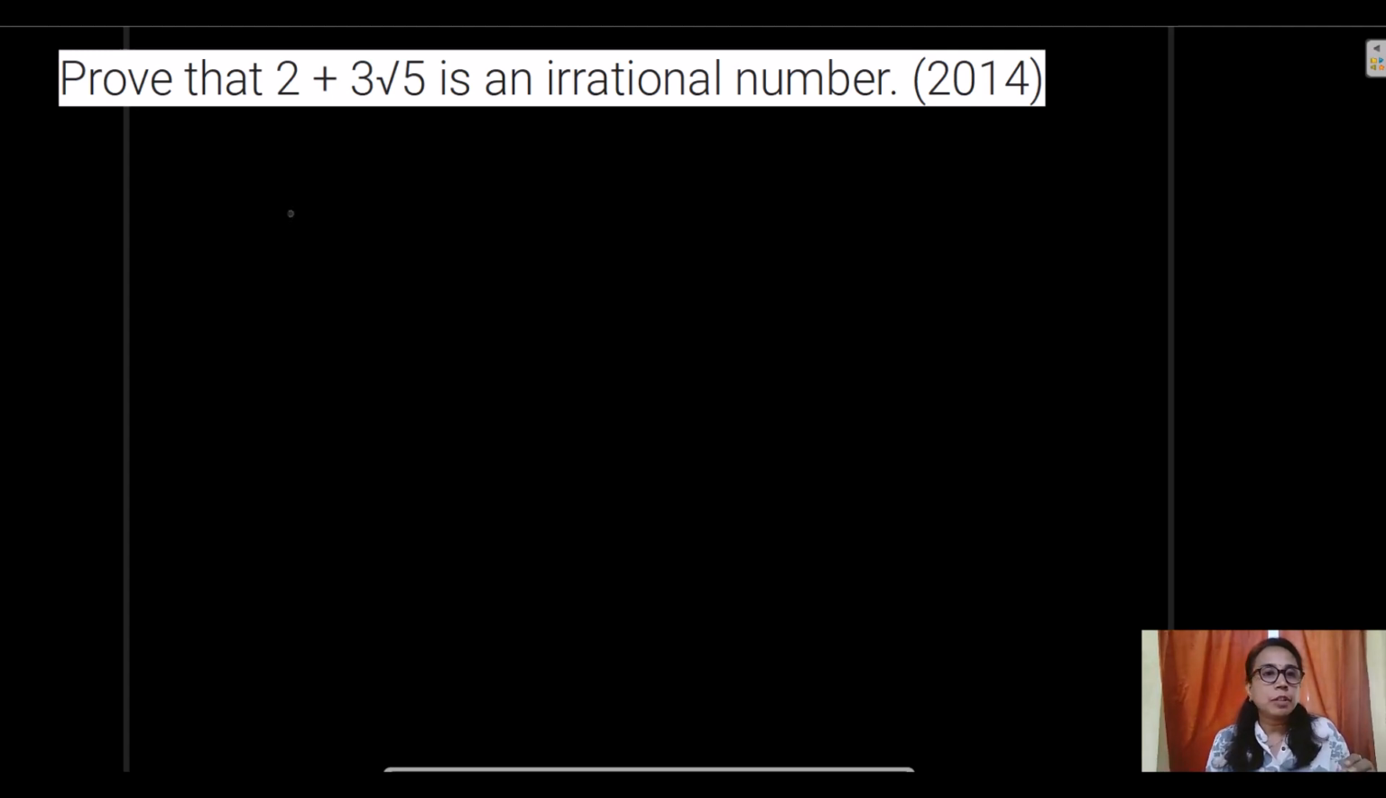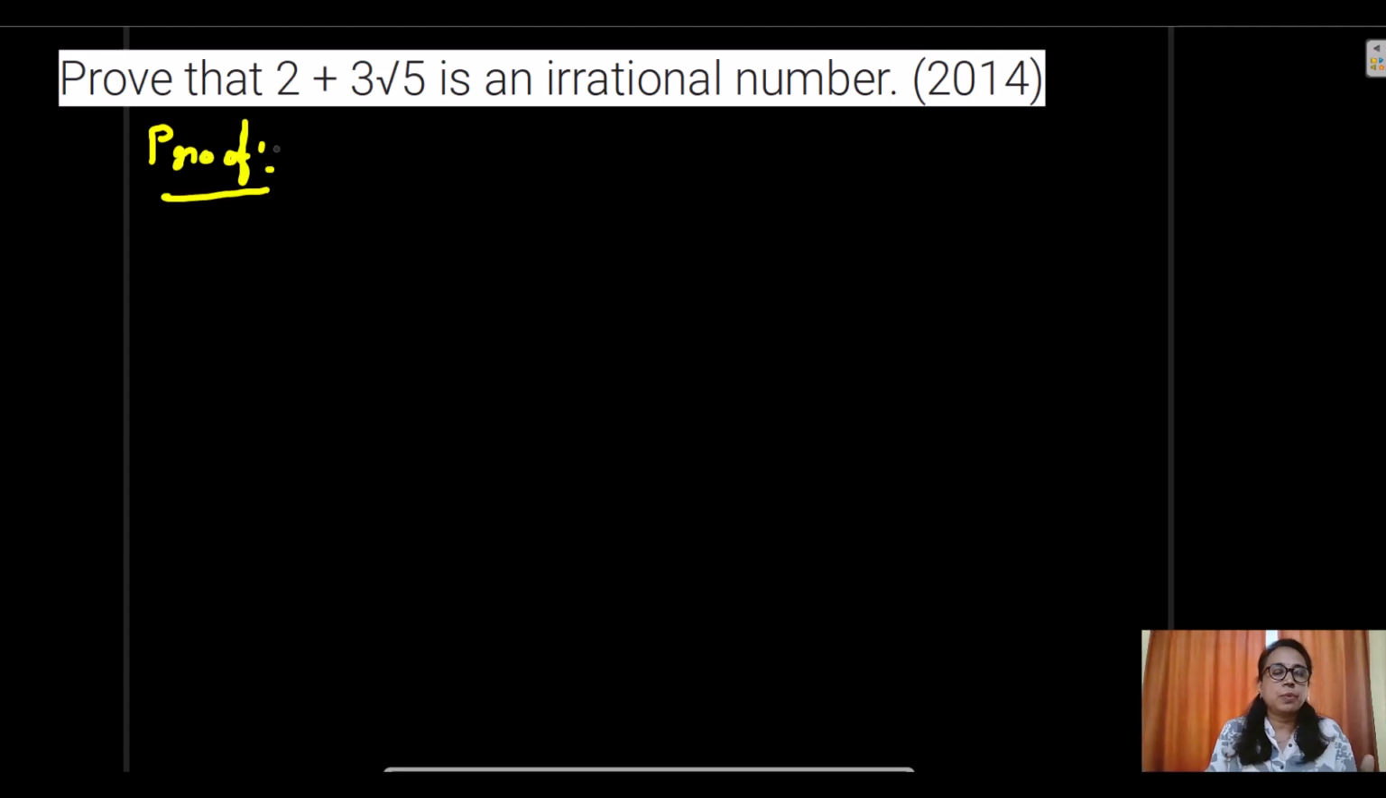And one more thing, children, here the question is to prove that 2 plus 3 root 5 is an irrational number. But in the question paper you will get one more condition: prove that 2 plus 3 root 5 is an irrational number if root 5 is irrational. So you don't have to prove that root 5 is irrational. We only have to prove that 2 plus 3 root 5 is an irrational number. Okay, let's get started. Now, the proof.